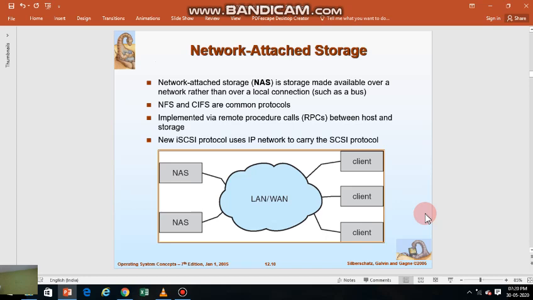Now what are these RAIDs? These RAIDs are nothing but arrays of disks, and they have certain technology. If one of the disks fails, the others can prevail, because there is a copy of it. So in that way, NAS may support one or more RAID levels to make sure that individual disk failures do not result in the loss of data.